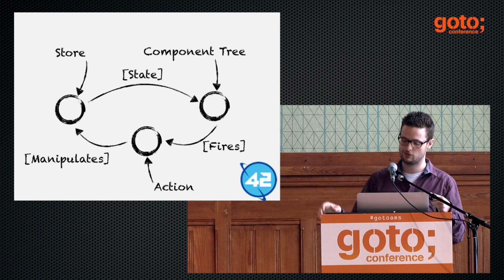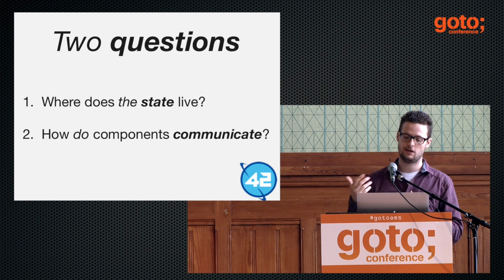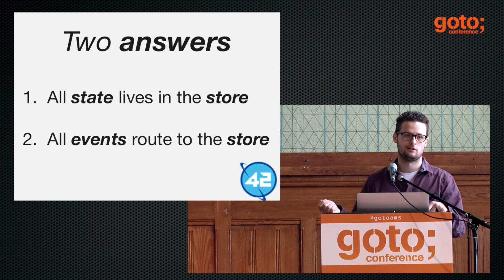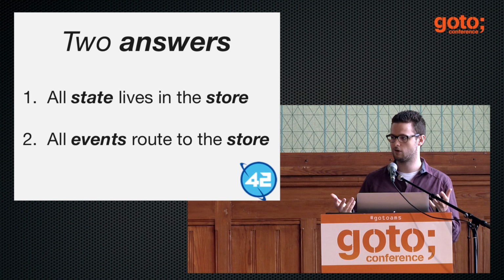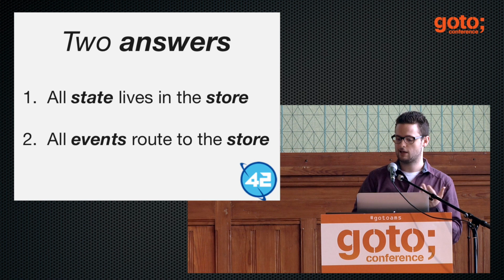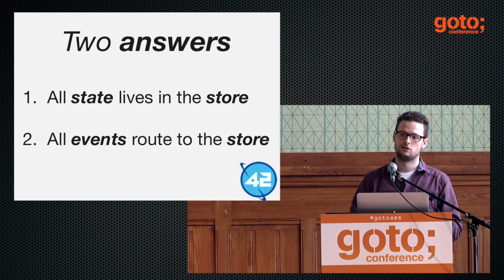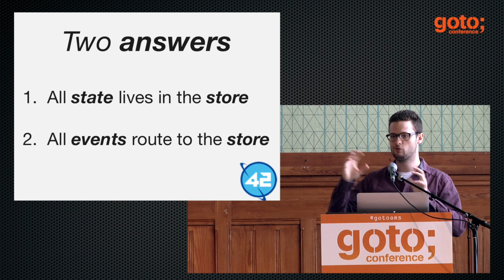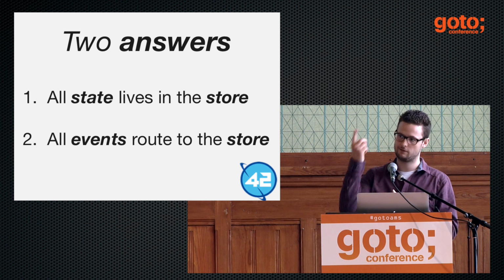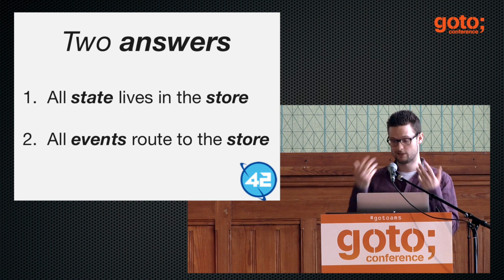That's why it's unidirectional. So Redux and Flux give us two very nice answers to our two questions. The first is that all state simply lives in the store. So we no longer have to worry about where in our component tree we store state. And the second is that all events route to the store. So we no longer need to communicate between two components directly. We simply send all events to the store where the state is manipulated.